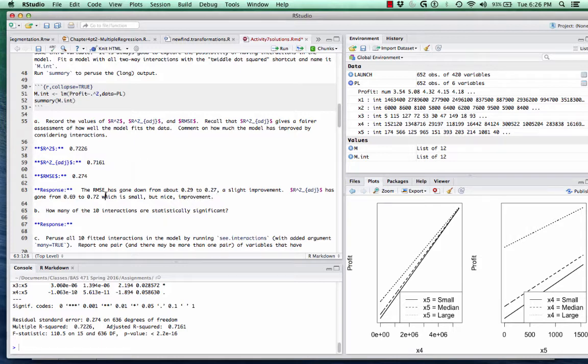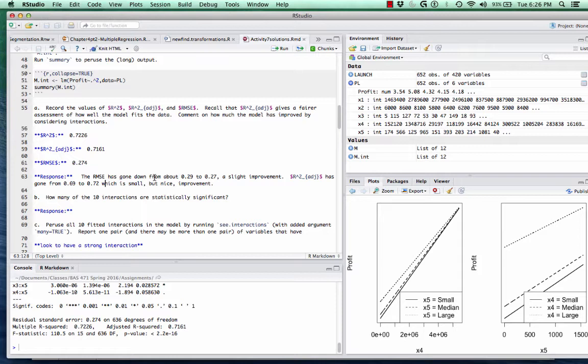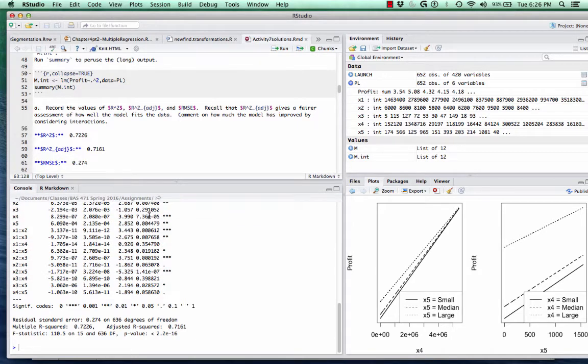So including these interactions hasn't made a world of difference, but it definitely has improved the model somewhat. So kind of a nice thing to consider. Now, how many of these interactions are statistically significant? Well, we can go back and look at the p-values, and anything that's less than 0.05 is statistically significant.